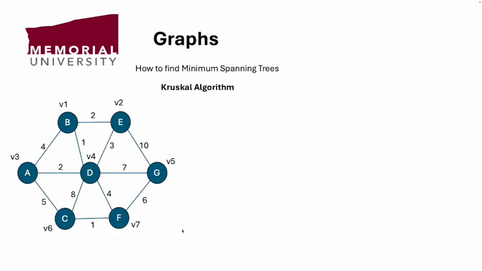Okay, let's look at the same example. Instead of ABCD, we convert into numerical values, which is easier to describe. For example, here we have V1 for vertex B, V2 for vertex E, V3 for vertex A, V6 for vertex C, V4 for vertex D, V5 for vertex G, and V7 for vertex F.